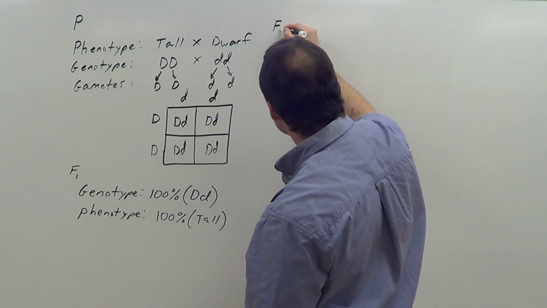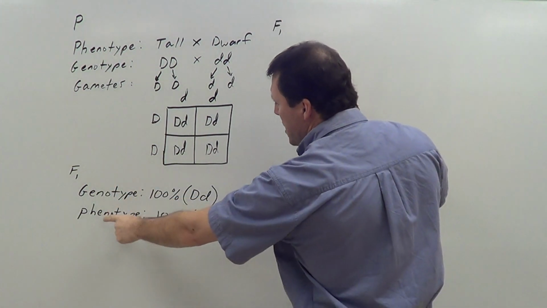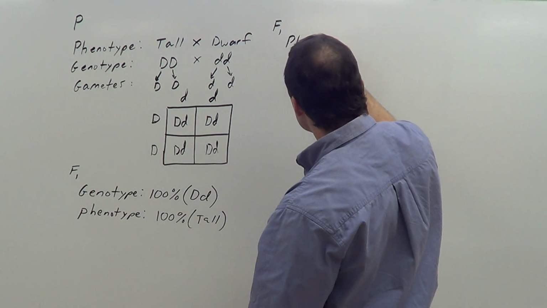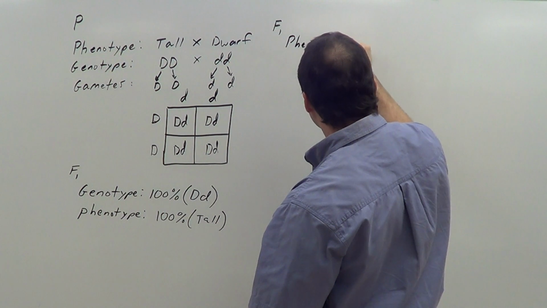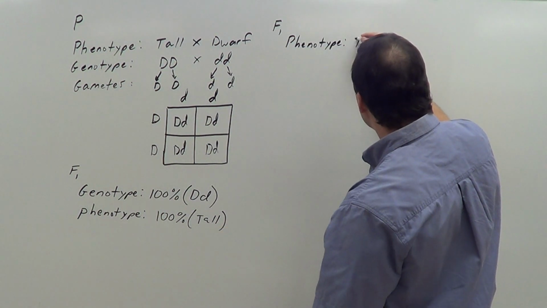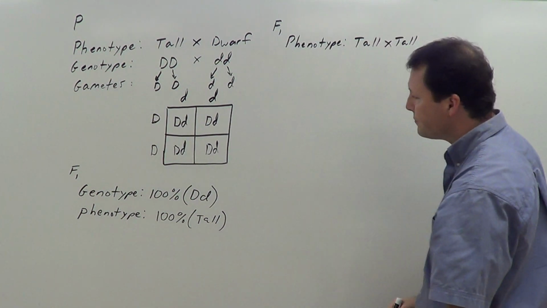So I'm going to refer to these as the F1, because they are the F1s. And I'm going to switch things up a little bit. I'm going to write phenotype first. You don't have to, but that's my preference. Phenotype. And I'm going to cross a tall with a tall pea plant.